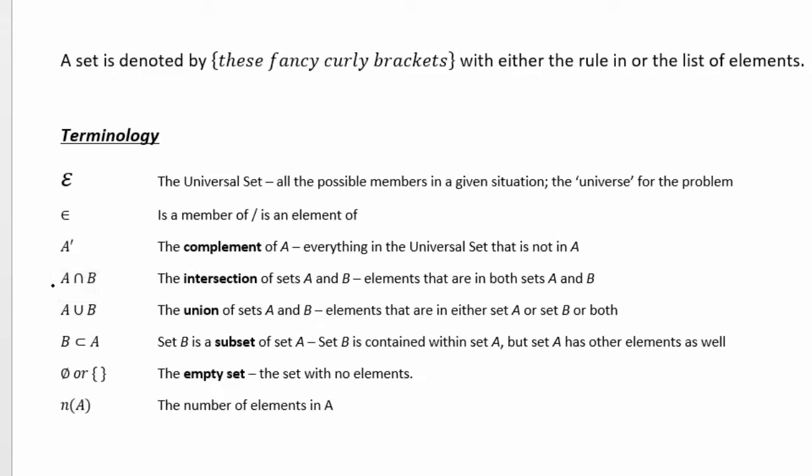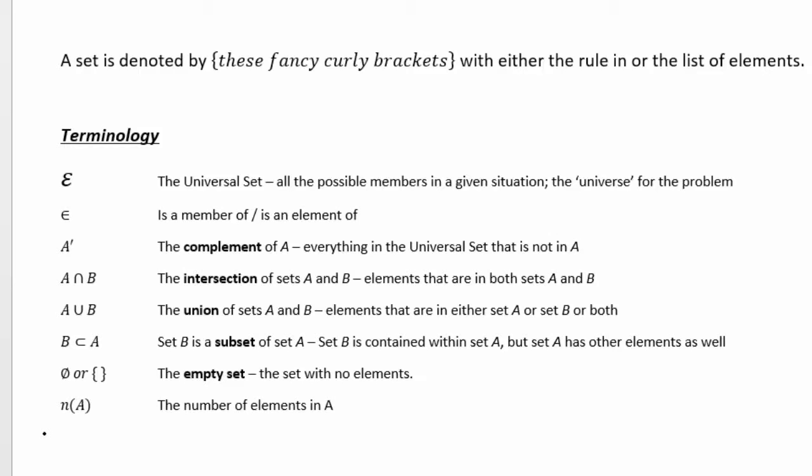Intersection of two sets is where they overlap or what they have in common. Union is to combine both sets and usually make a larger set. B is a subset of A, means that B is completely contained within A. A set with nothing in it is referred to as the empty set, and it has two different symbols. And then n(A) is a way of stating how many members a set has.